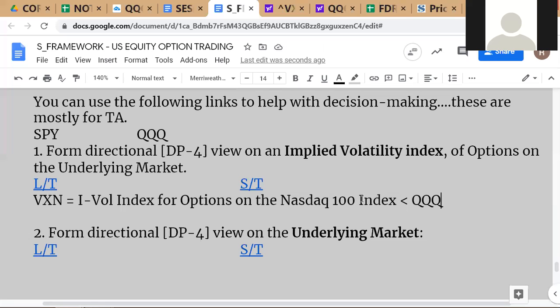So the QQQ is an ETF which is tracking this NASDAQ 100 index. Therefore, it's logically okay for us to use the VXN, which is the eyeball index for options on the NASDAQ 100 index, to trade options on the QQQ, because basically this is almost identical to this effectively. There's a scaling difference, but effectively it's the same thing. So this will track this, so we can logically use this. These are our two important tickers. I'm just giving you one example.